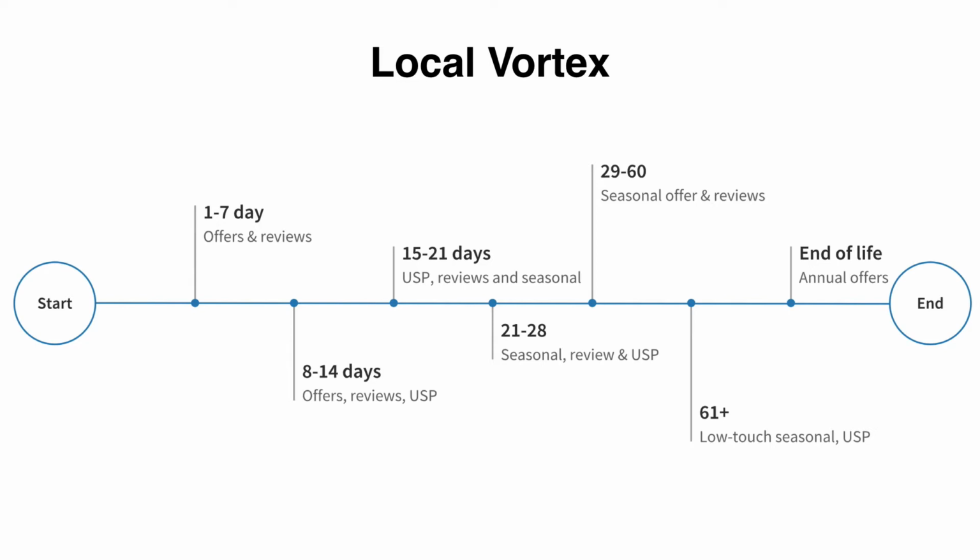Then days 8 through 14, we're gonna show different offers and reviews, in different branding ads with different USPs. Then day 15 through 21, we're going to show, again, a different segment of USPs and reviews and seasonal ads potentially. Then days 21 through 28, we could do seasonal and review and USPs, right? But we keep changing this. Then 29 through 60, the same thing. And then 61 days plus, we're going to do, again, the annual offers and holiday offers and things like that.